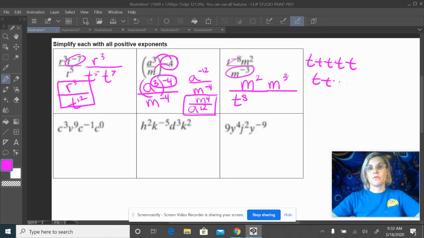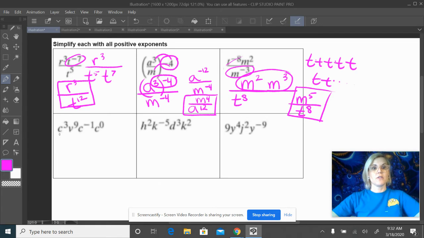All right, now I can use the rule that these have the same base. So I really have 2 of these and 3 of these. Altogether, I have 5 of them. Or the shortcut rule: same base, if I'm multiplying them together, I just add them.